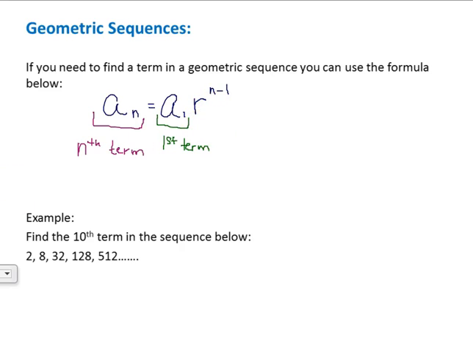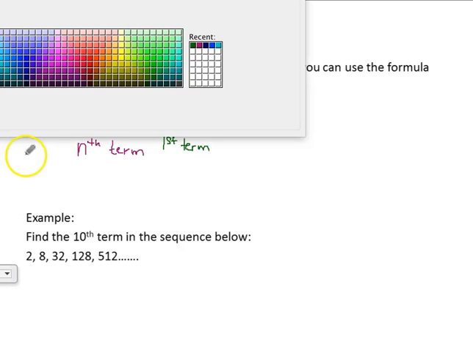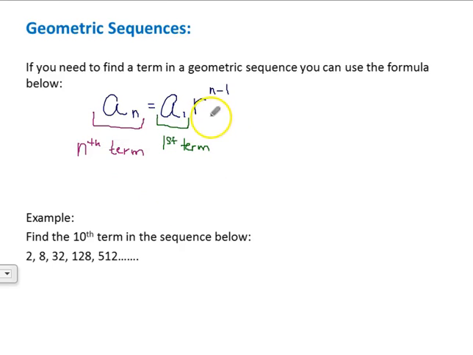r represents the common ratio, and we learned to find the common ratio on the previous slide. So the common ratio we find, remember, by dividing a number by the previous term. That's your common ratio. And then n minus 1, n, remember, represents the term you're looking for. So n represents the term number you're looking for.